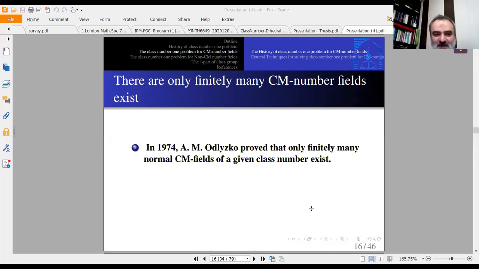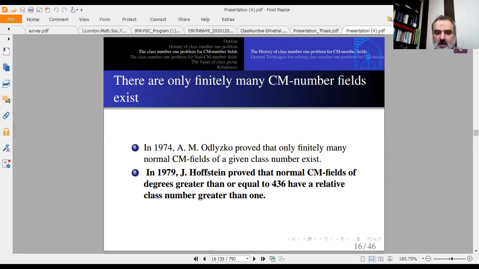Okay. In 1974, Odlyzko proved that there are only finitely many normal complex multiplication fields of a given class number. So that means that we are talking about Galois complex multiplication fields. And we want to know what happens to non-Galois such fields. Talking about the list, in 1979, Hofstein proved that normal complex multiplication fields of degrees greater than 436 have a relative class number greater than 1.